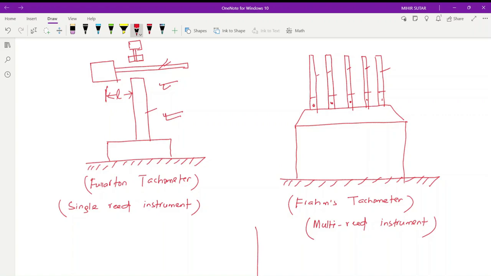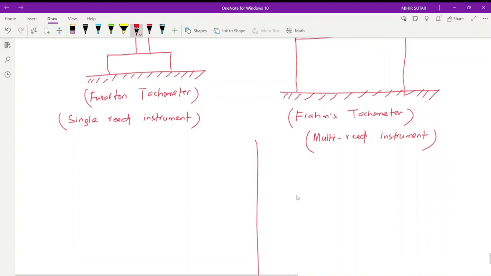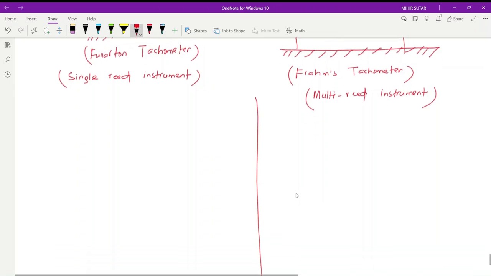The frequency of the vibrating body is then given by the known frequency of the reed vibrating with maximum amplitude, and the accuracy of the instrument depends upon the difference between the natural frequencies of successive reeds. The smaller the difference, the more accurate the instrument is. So this is all about your tachometer. Now we'll solve one numerical.